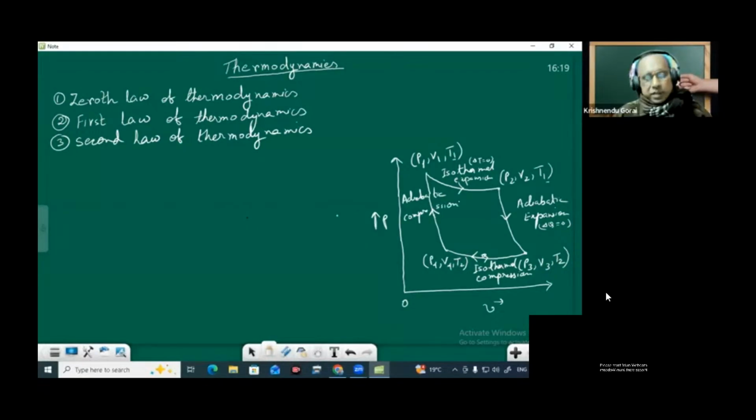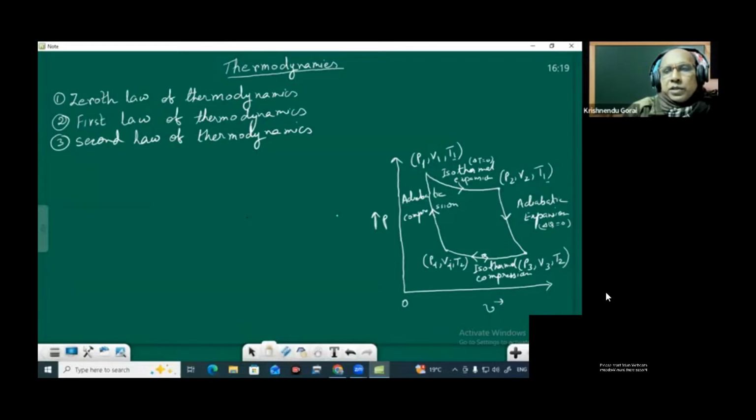Now we will learn the various types of work done. Again, I am telling you, the various types of work done. After that, we learn these types of processes. First, you have to remember those things, and I am repeating once again. The first one is isothermal expansion, then adiabatic expansion, isothermal compression, adiabatic compression.